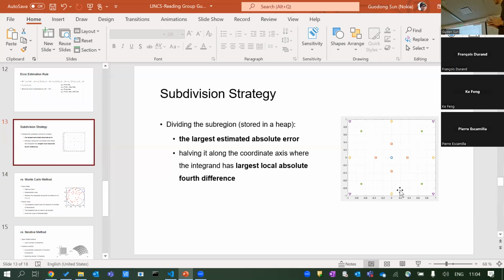So actually, the algorithm is just made of these 3 steps. Estimate the integral by 7th order approximation, and then estimate the error by its 5th order approximation, and then divide the cube you are interested in into smaller cubes if the accuracy is not satisfied.